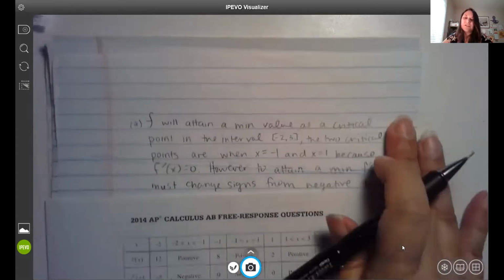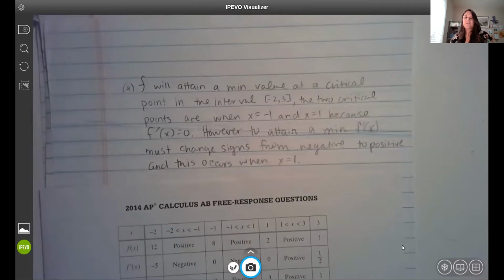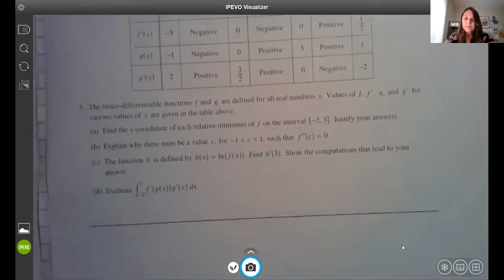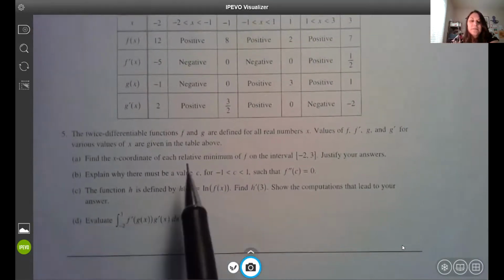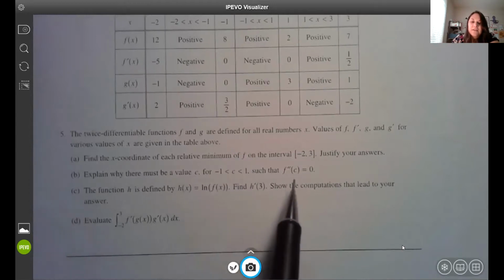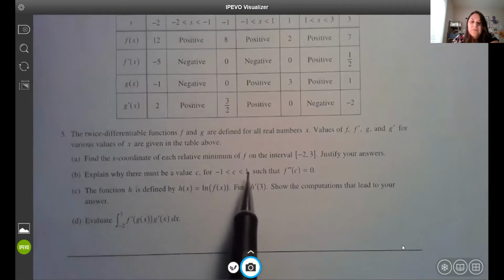So my justification is that minimum values are critical points. There are 2 different critical points, and only one of the critical points is going to have a min, and that's because the derivative changes signs from negative to positive. When I read question B, sorry, it says explain why there must be some value c. c is an x, and you know it's an x because it says that c is inside the parentheses here. So explain why you must have a value c within the interval from -1 to 1.